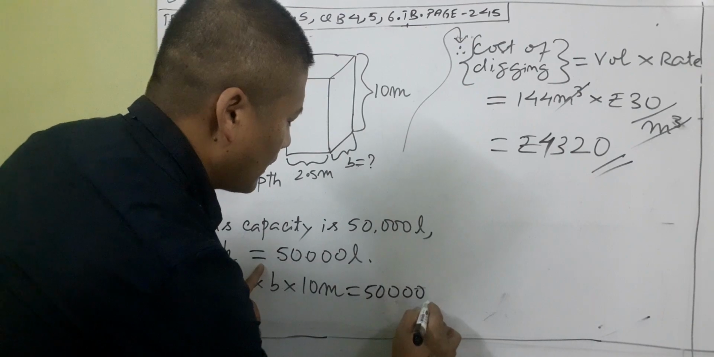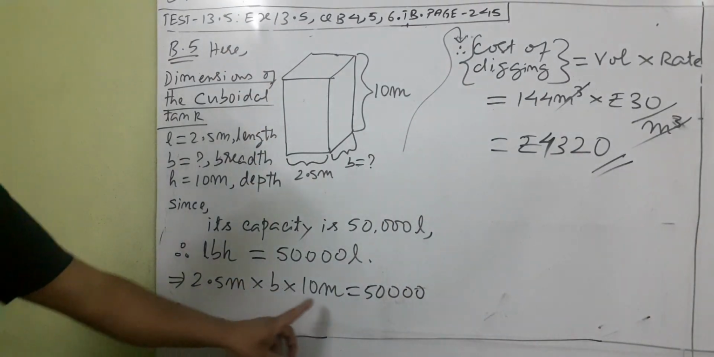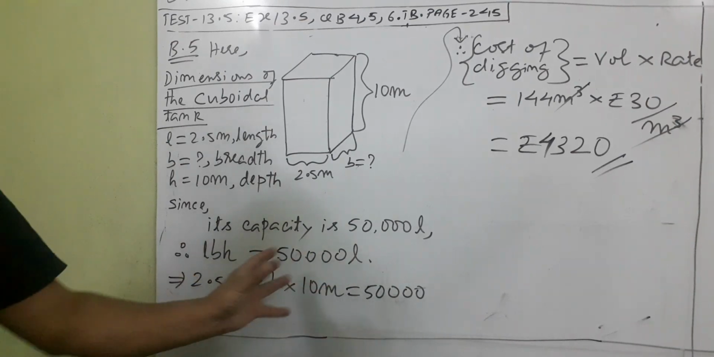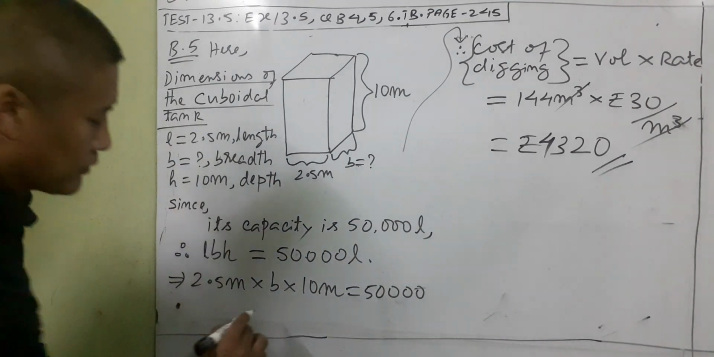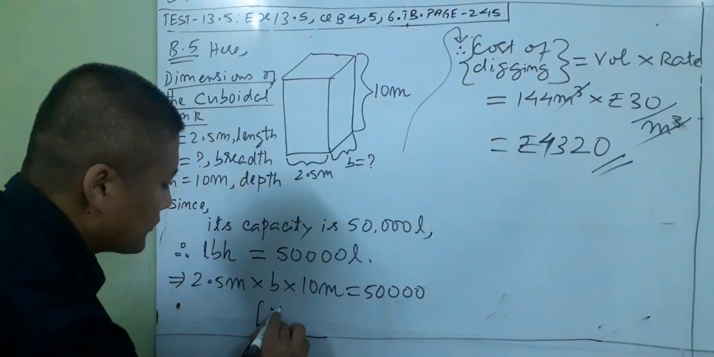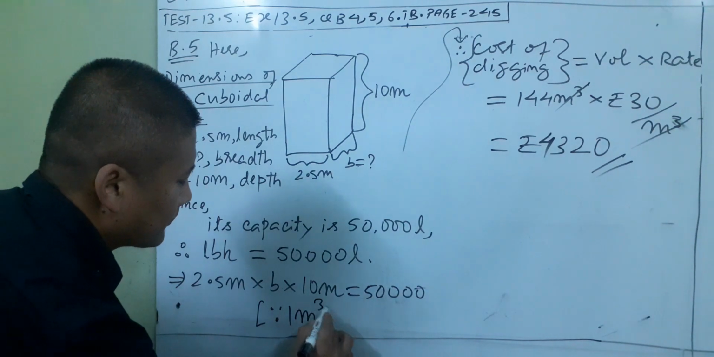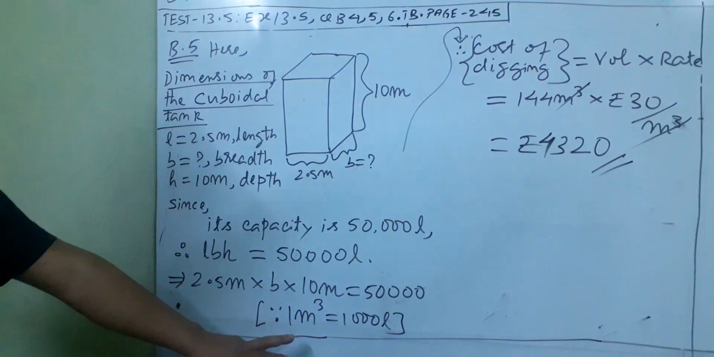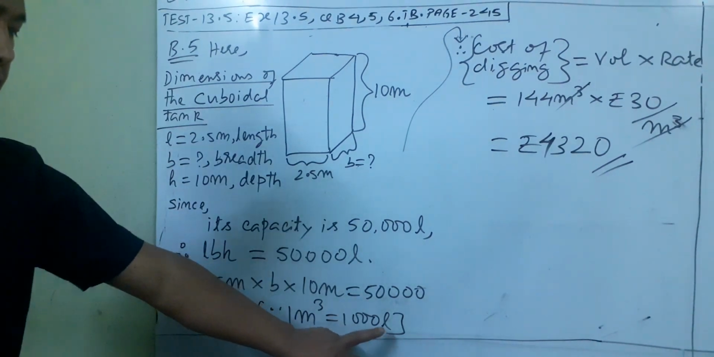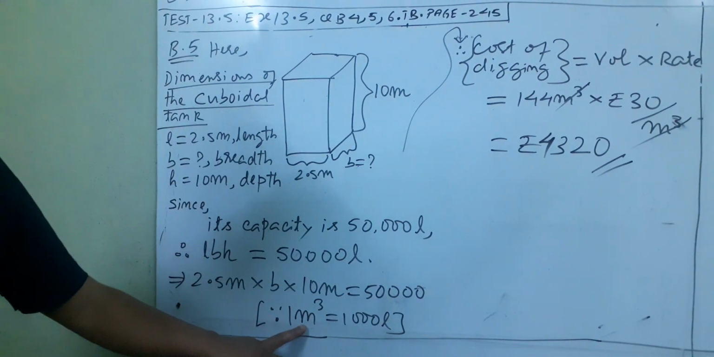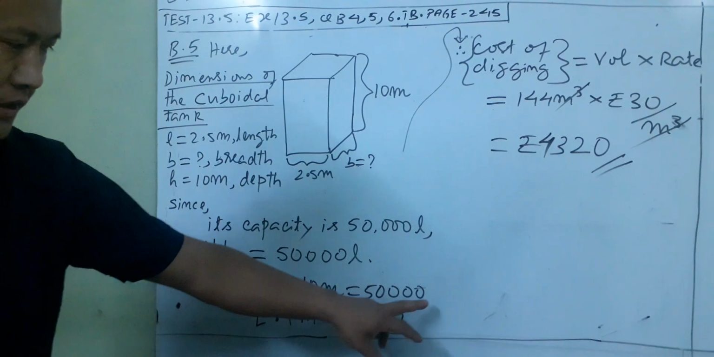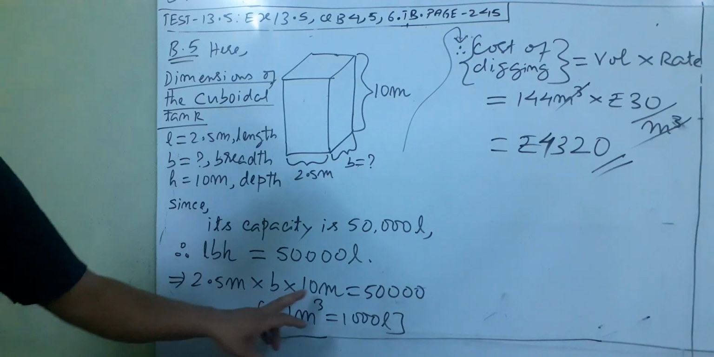50,000. Now here, you see meter, so you would like to change this liter to meter so that they are in the same unit. Only then you can cancel them. So let us do it here. We know this relation, 1 meter cube is equal to 1,000 liters. That means liter is a smaller unit to meter cube. Right, what are our units of volume? So you want to change liter to meter cube so that it matches with these meters on the left side.